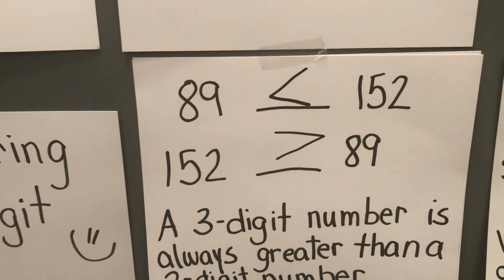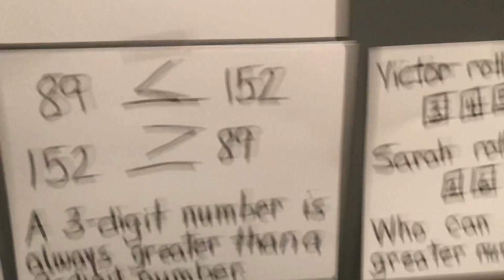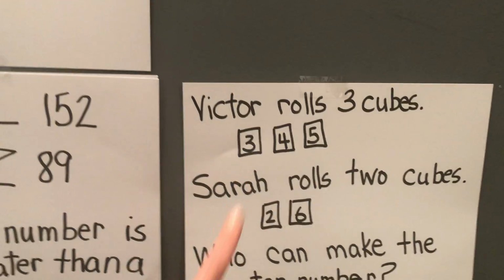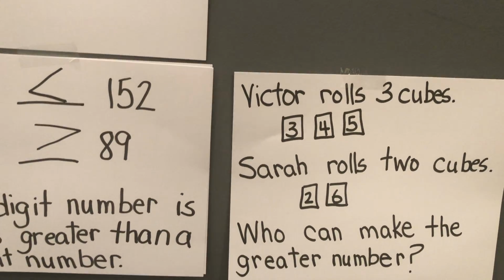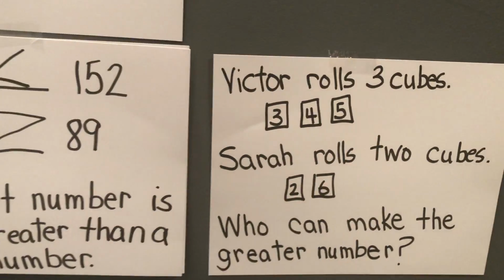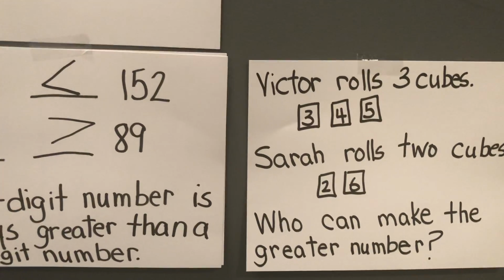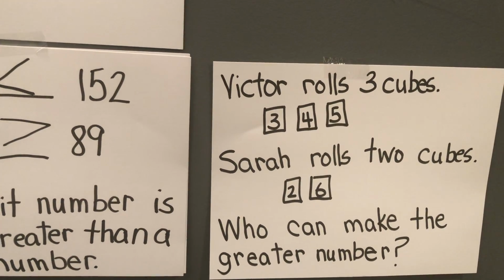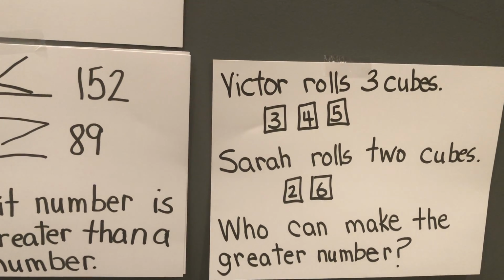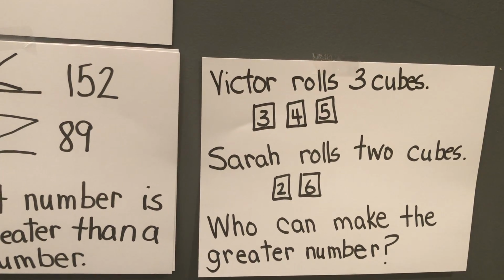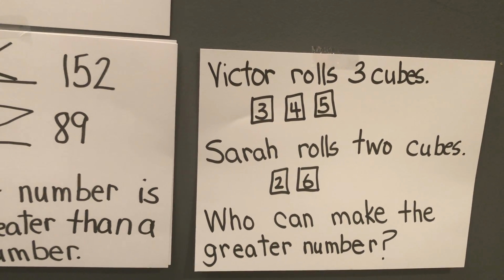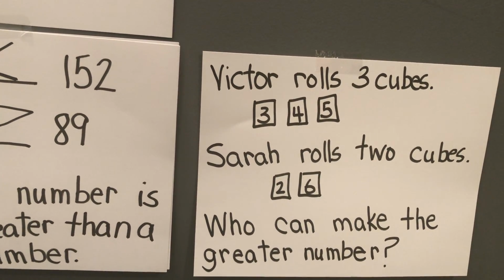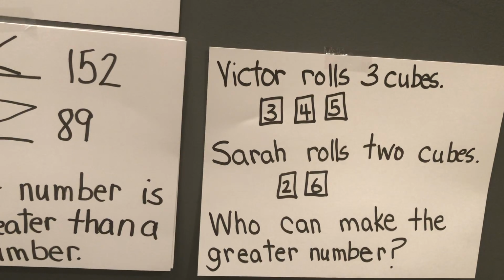So now, our last problem of the day: Victor rolls 3 cubes. He rolls a 3, a 4, and a 5. Sarah rolls 2 cubes, a 2 and a 6. Who can make the greater number? Boys and girls, we want to know who can make the bigger number. So pause me and talk about it. Maybe you have a parent or a sibling by you, or just figure it out on your own. Which one, Victor or Sarah, would have the bigger number?